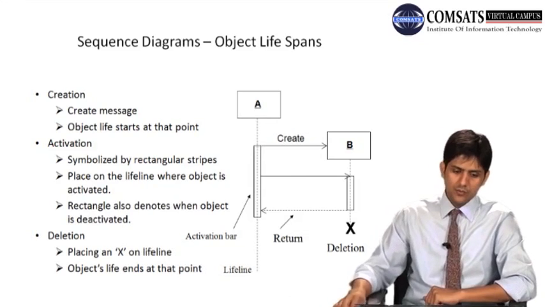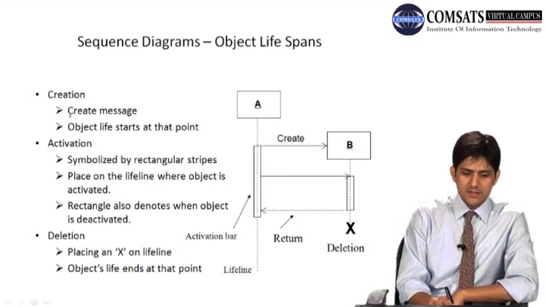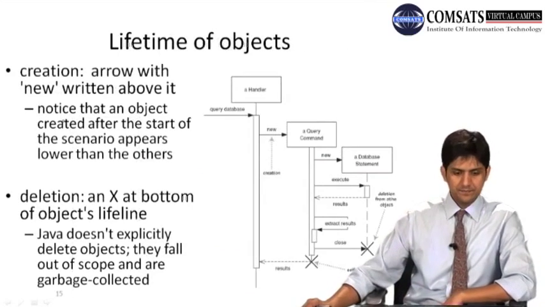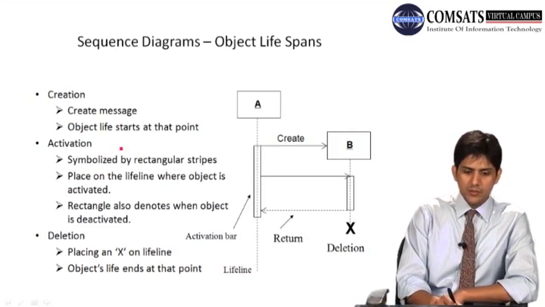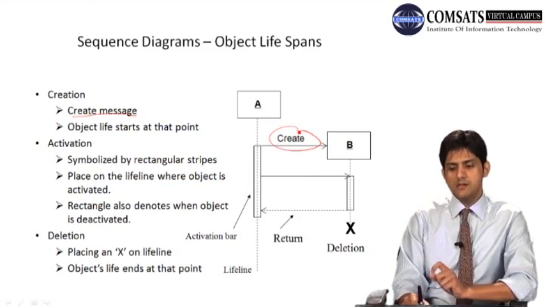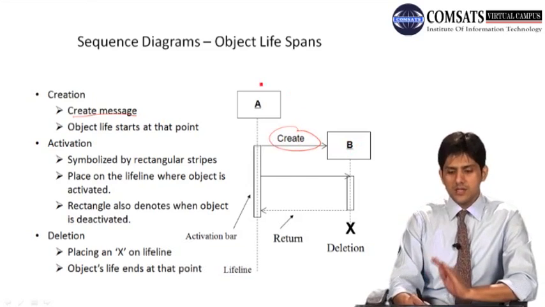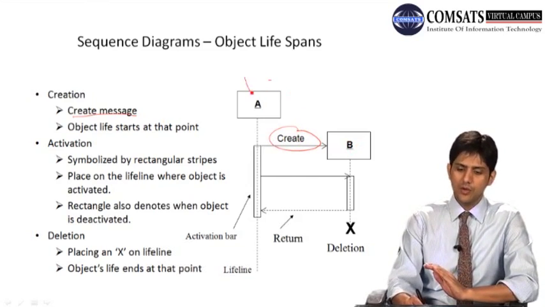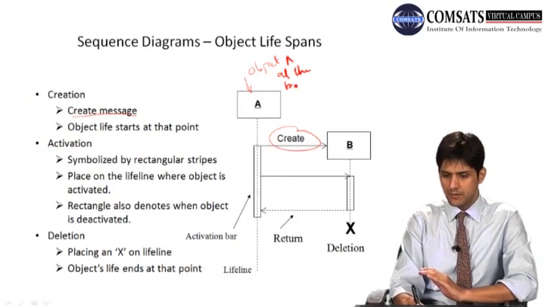So this create message basically creates a new object. When we see create, we are creating a new object. So at the beginning in this particular scenario, we had only this one object A, object A at the beginning.